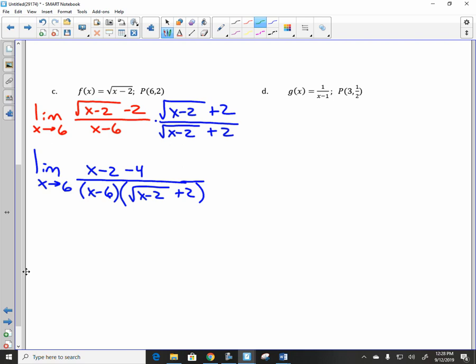What will happen? Nope. X minus 6 over x minus 6. I plug in 6 to the denominator here. 6 minus 2 is 4. Square root of 4 is 2. I get 1/4 is the slope. Top is x minus 6. Yep.